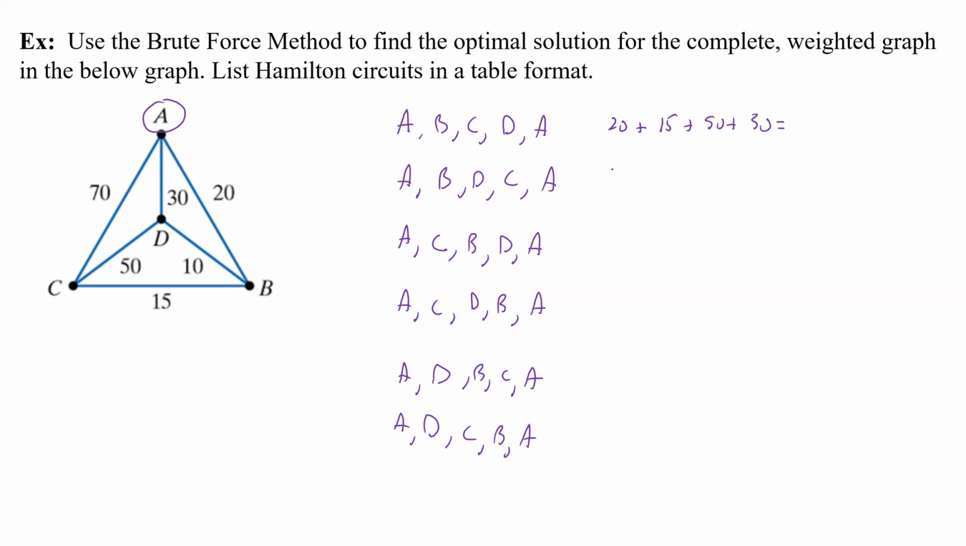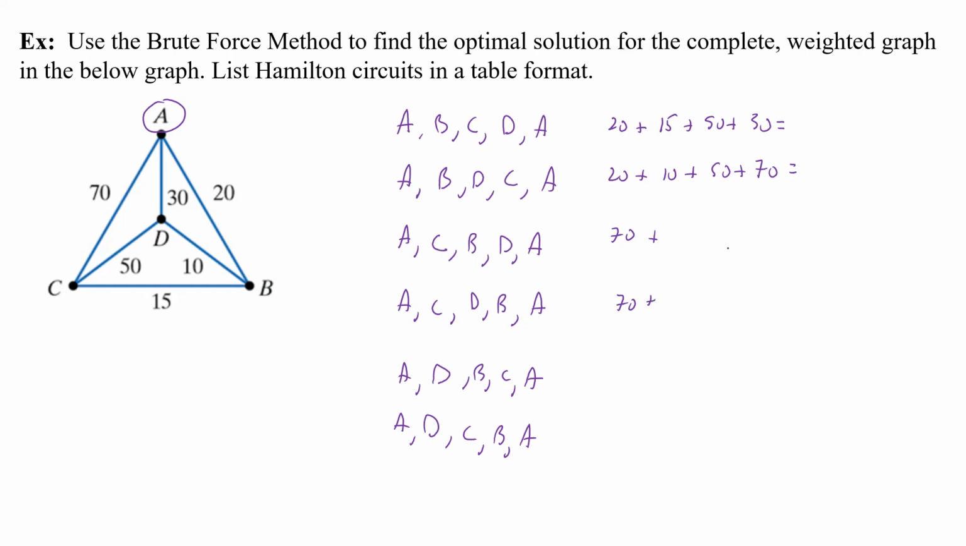So A to B again is going to be 20. And then the B to D is going to be 10. And then we'll go to 50. And then we'll go 70 this time because C to A is 70. So it's a little bigger. Now A to C. Well, A to C is 70. So it starts off bigger to start with. So we know both of those.